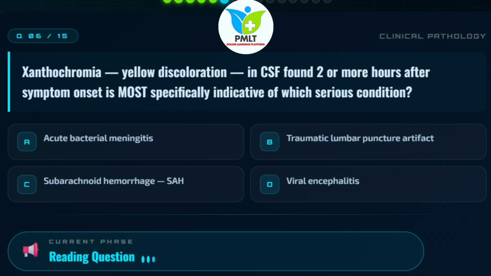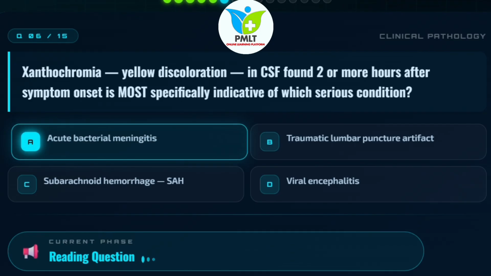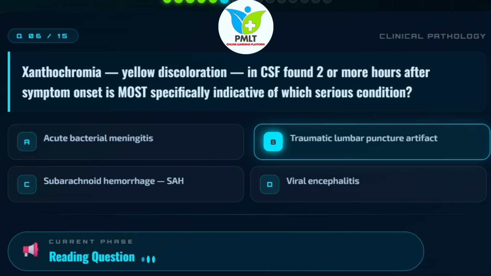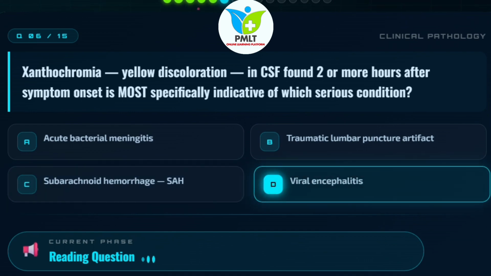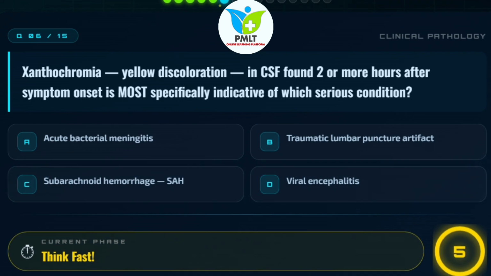Xanthochromia, yellow discoloration in CSF found 2 or more hours after symptom onset, is most specifically indicative of which serious condition? A. Acute bacterial meningitis. B. Traumatic lumbar puncture artifact. C. Subarachnoid hemorrhage, SAH. D. Viral encephalitis. Timer starting.